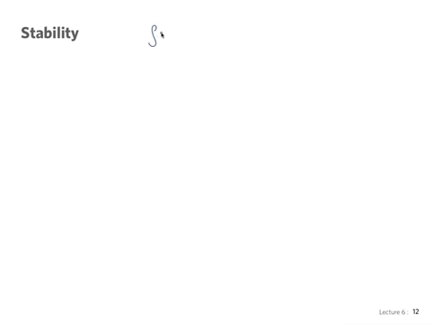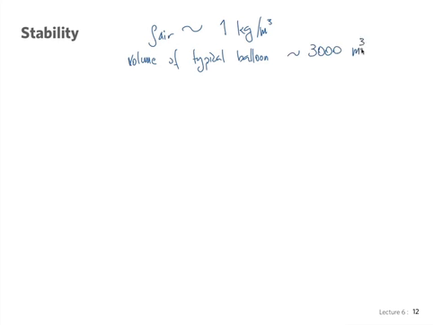Of course, you know that the density of air is about 1 kilogram per cubic meter, but it depends on the temperature. So what happens for a typical balloon? The typical balloon has a volume of about 3,000 cubic meters. That's typical. And there's heated air inside the balloon, which makes it buoyant.